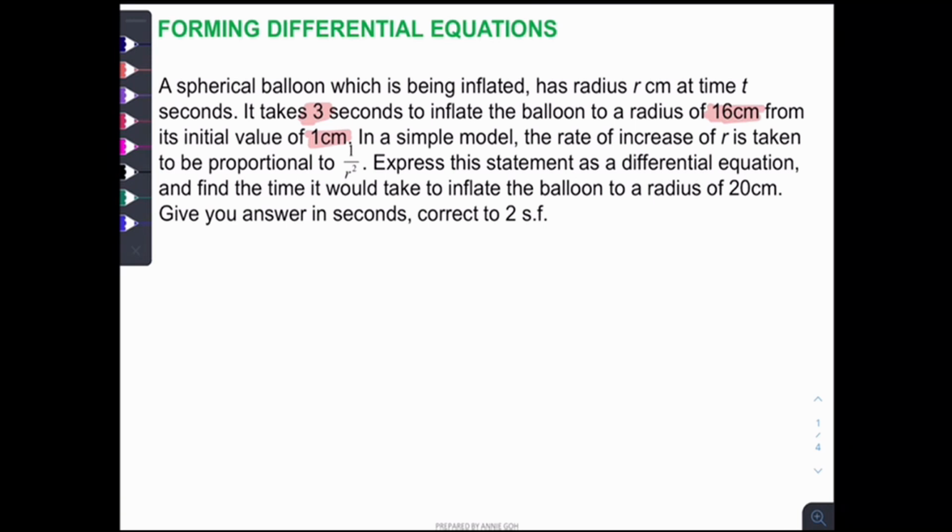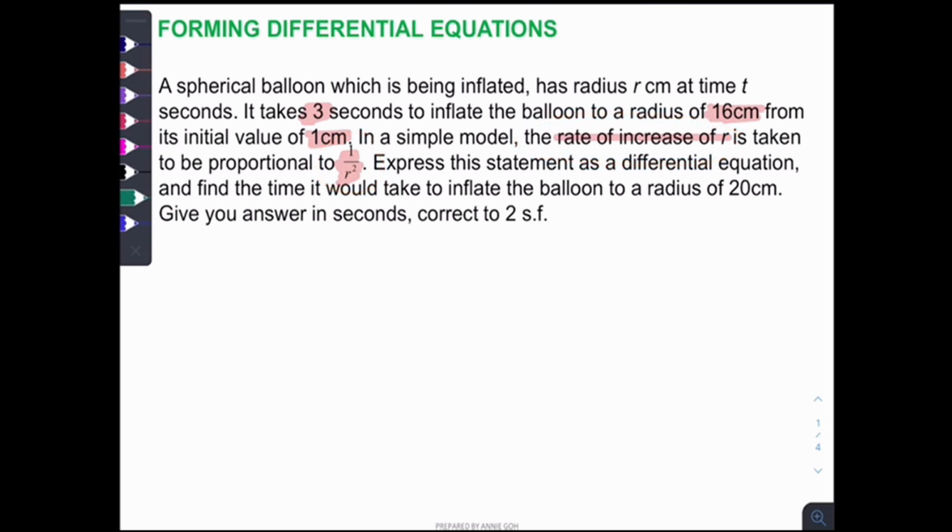So in a simple model, the rate of increase of r is proportional to 1 over r squared. So you are asked to express this statement as a differential equation and find the time that it would take to inflate the balloon to a radius of 20 cm and leave your answer correct to 2 significant figures. So from here, according to the information given, the rate of increase of r is proportional to 1 over r squared. So from here, we can actually form an equation.